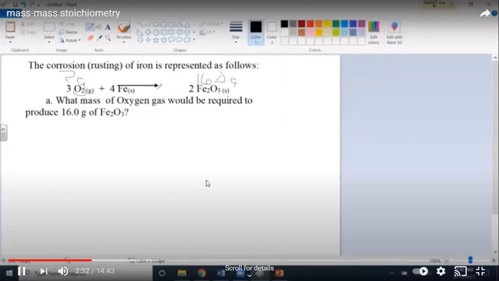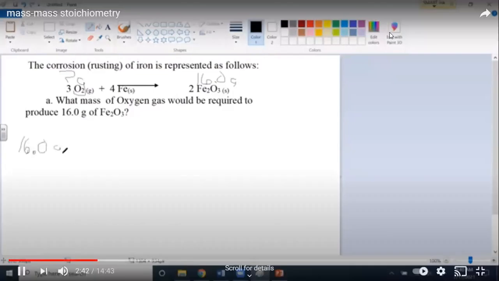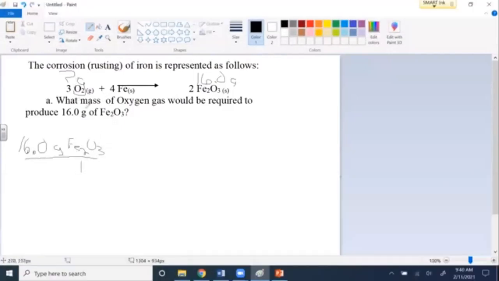To do any stoichiometry problem, or any conversion problem, what we always do is take what we know and put it over 1. So we have 16.0 grams of Fe2O3, and we're going to put that over 1, just like we do in any conversion. And so we are in the mass known box right now. So we want to go to the moles known box.